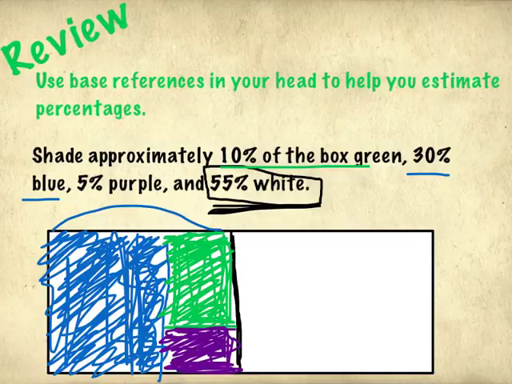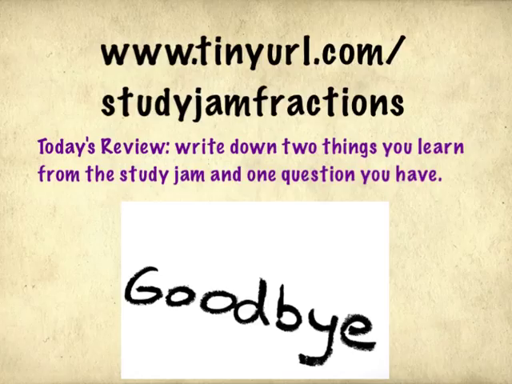Then we'll take a look at this and see if it looks reasonable. Does it look like about 10% of my box is green, 30% is blue, 5% is purple, and 55% is white? That looks pretty reasonable. So that's all we're doing when we're estimating percentages. You're just taking a guess at what makes sense. Anything close to this would be fine, as long as you didn't say color like this whole half of the box green. That wouldn't make any sense at all.